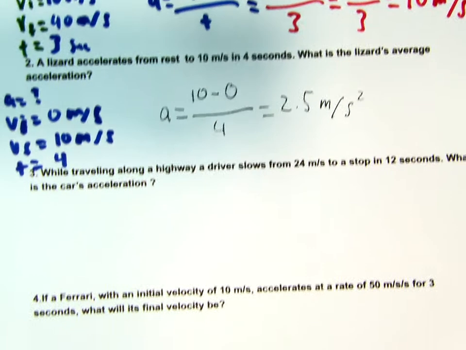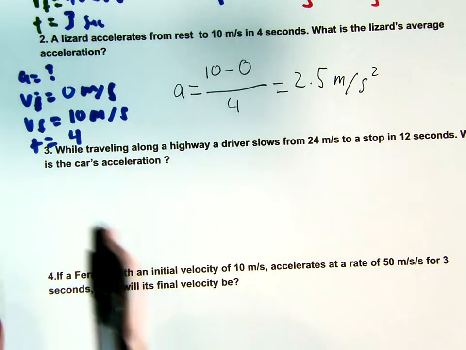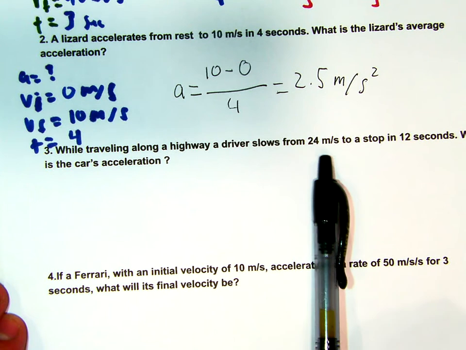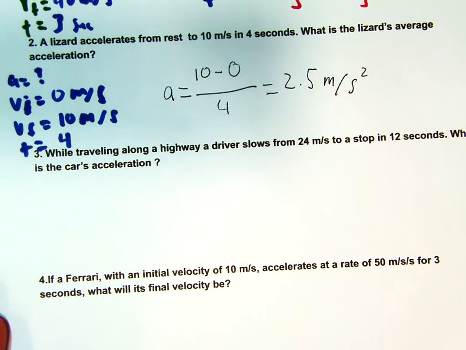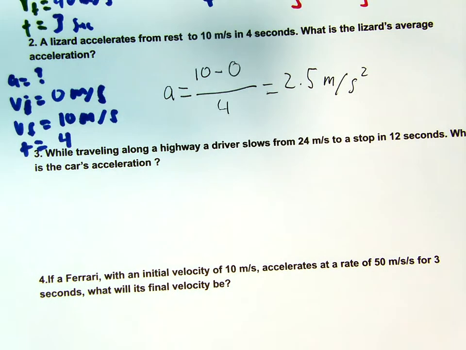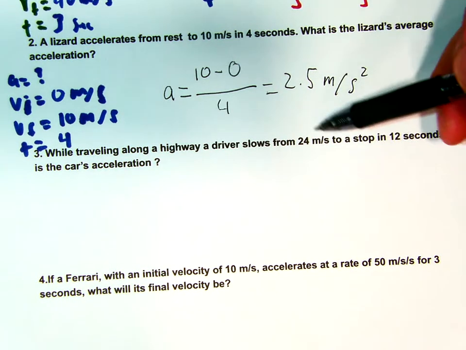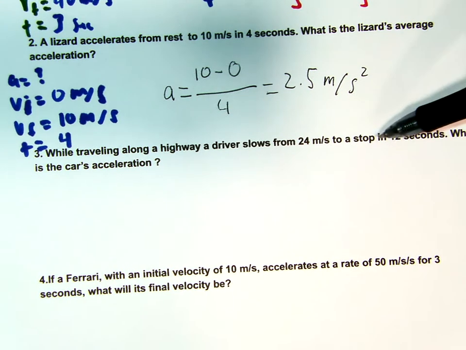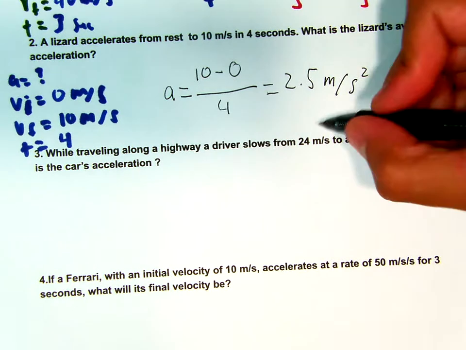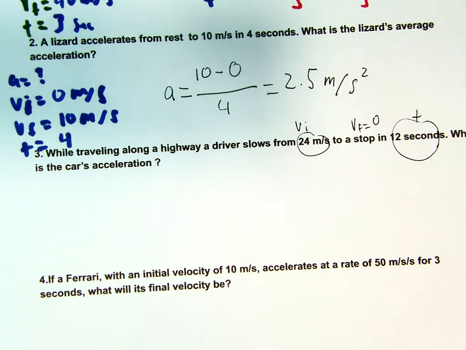Last of all, let's continue working through these problems. So this problem says a car, while traveling along a highway, a driver slows from 24 meters per second to a stop. Now I'm going to show you how we can eventually start skipping these steps, but at the beginning I want you to do it. So if he comes to a stop, then that means my final speed must have been 0, and my initial speed was 24, right? And that's just my time. So what is the acceleration?